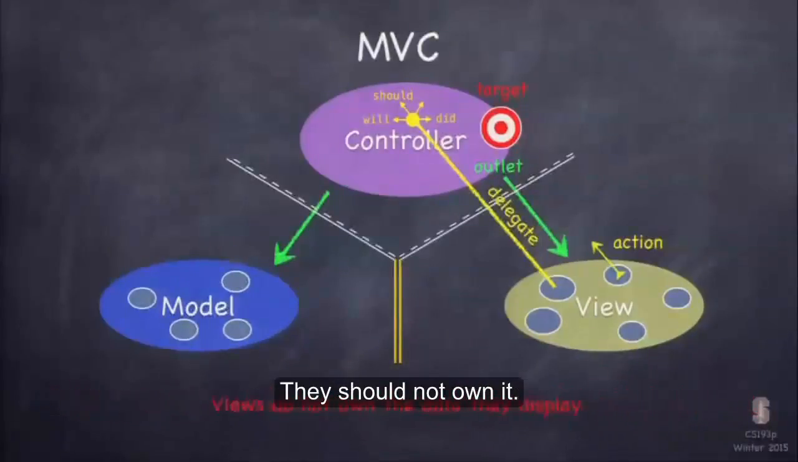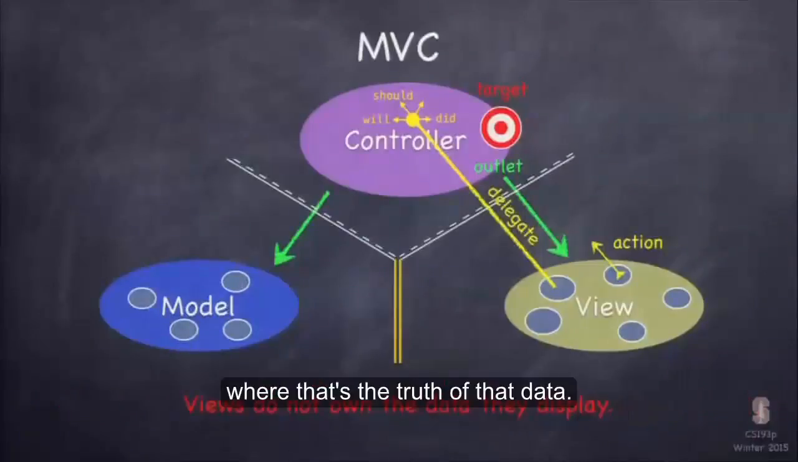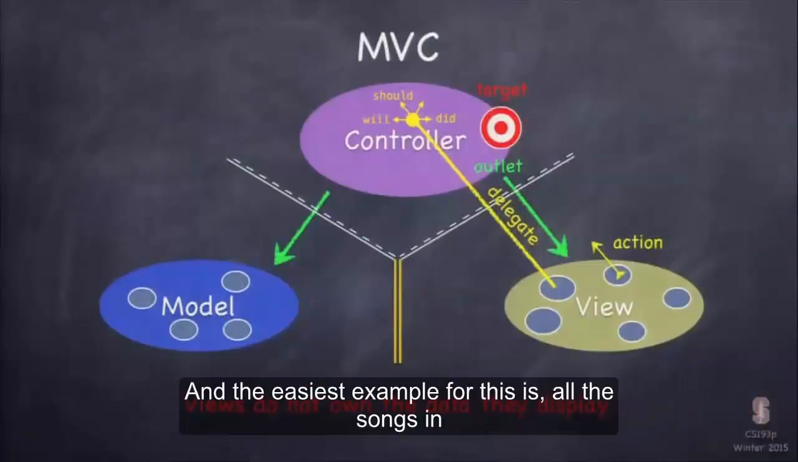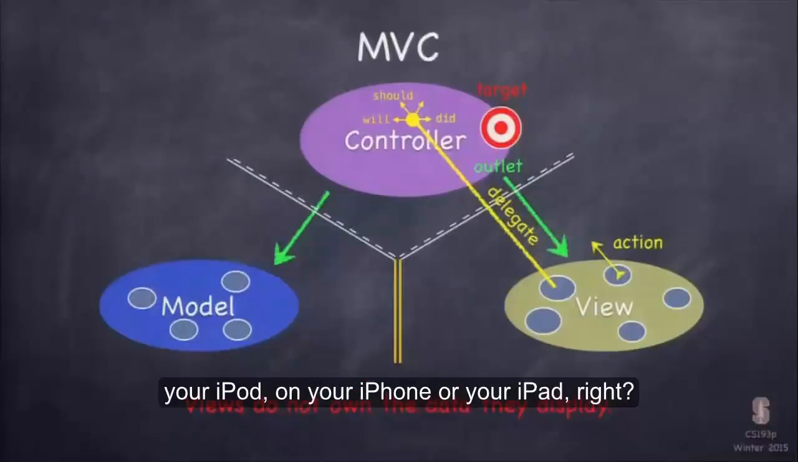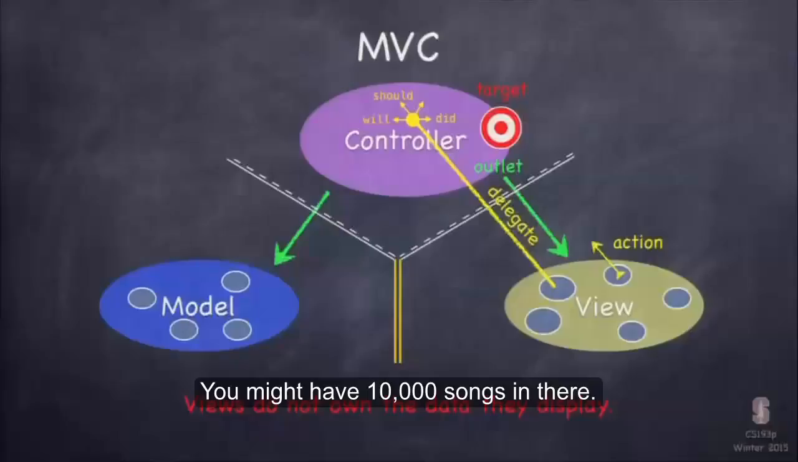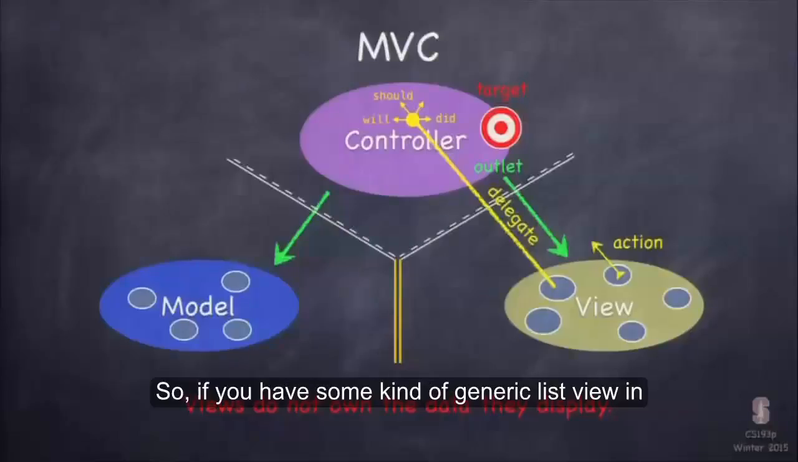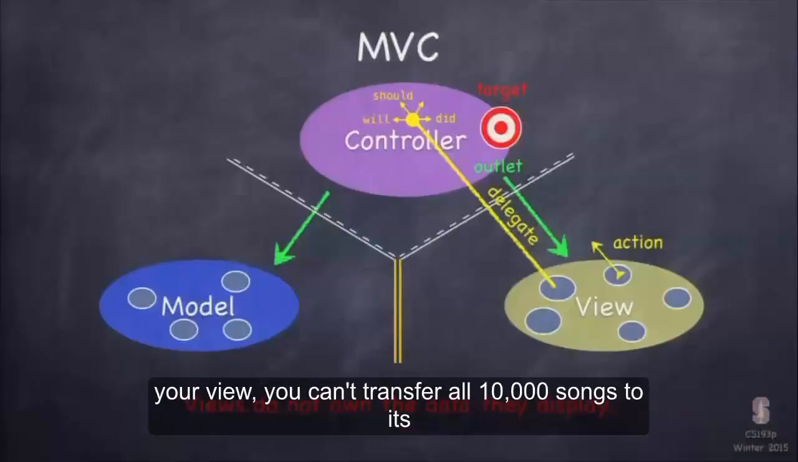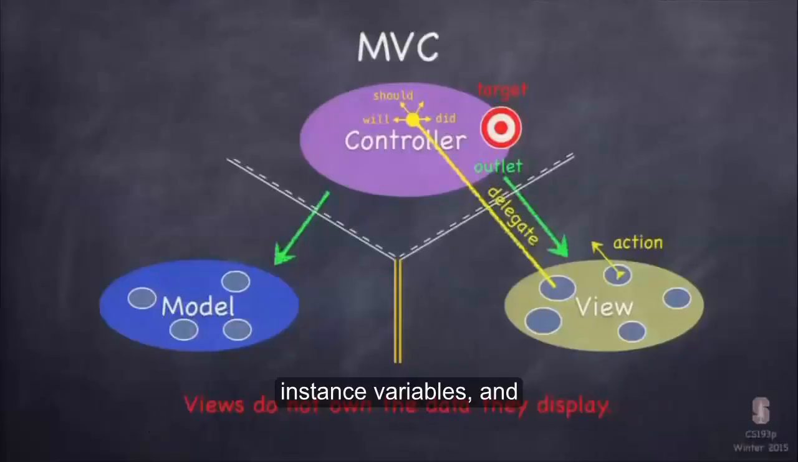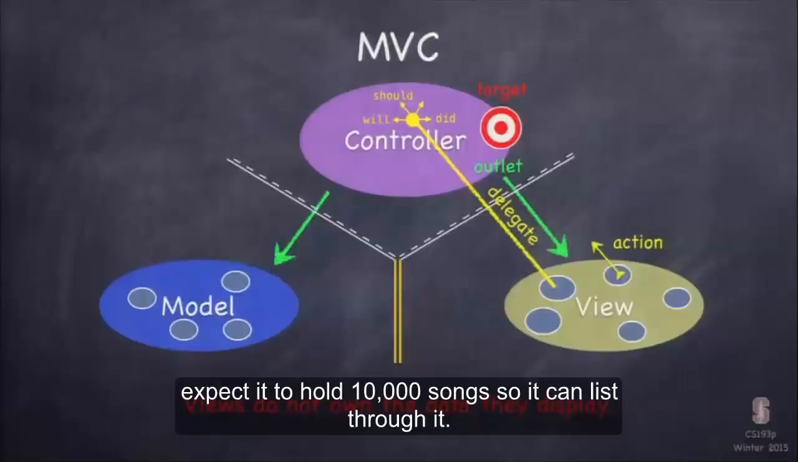Also, another important thing is that views should not own the data that they're displaying. They should not own it. In other words, it shouldn't be a property inside of them where that's the truth of that data. And the easiest example for this is all the songs in your iPod on your iPhone or your iPad. You might have 10,000 songs in there. So if you have some kind of generic list view, you can't transfer all 10,000 songs to its instance variables and expect it to hold 10,000 songs so it can list through it.